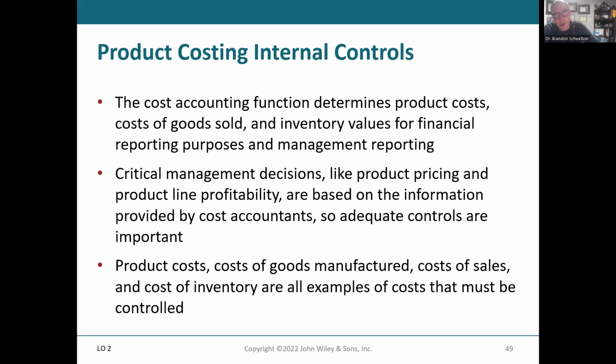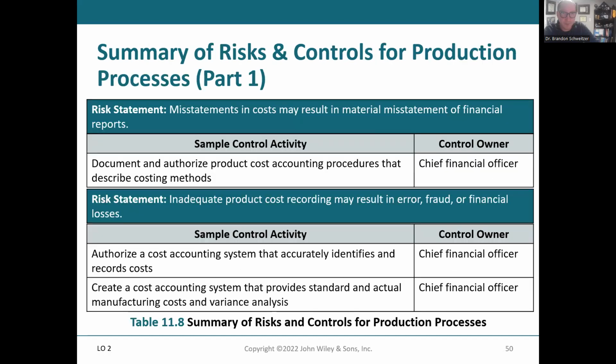Product costing for internal controls. So internal controls related to product costing. It comes down to managing the overhead, managing the inventory. Management decisions, things like product pricing, profitability, all these are related to the cost. Yeah. So you need to make sure that your costs are in line. Product cost, costs of goods manufactured, cost of sales. These are all types of reports that are generated using your AIS that management can use to make decisions.